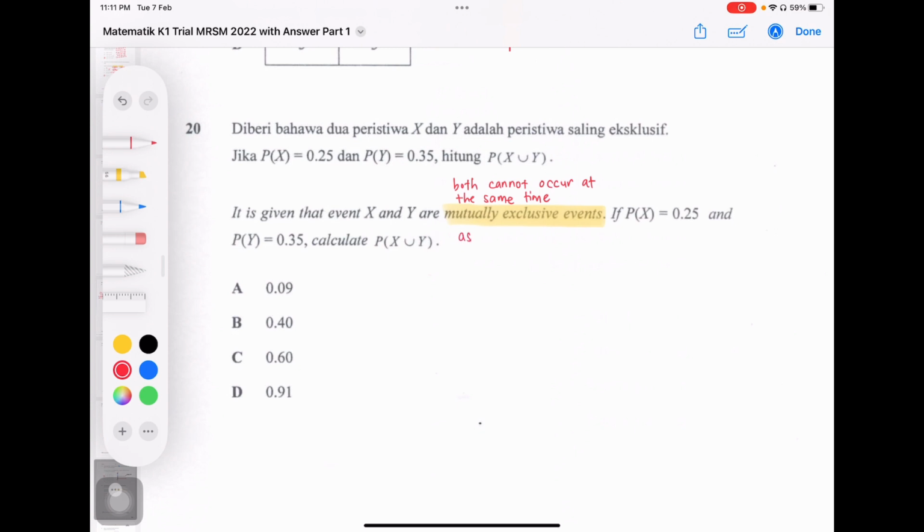Okay, as an example, a single coin toss. When you toss a coin, you will get a result of either head or tail. It cannot be both. Okay, how to find this one? P of X union Y equals 0.25 plus 0.35. And the answer is C.